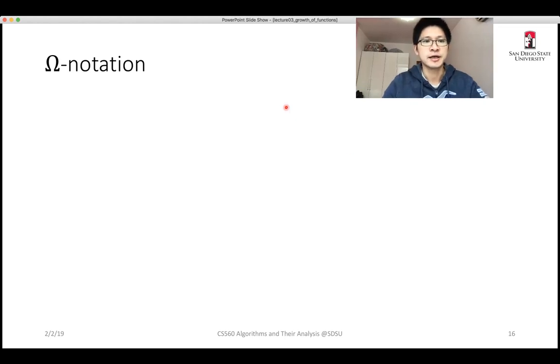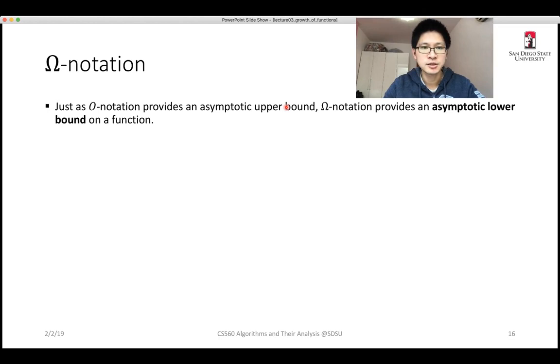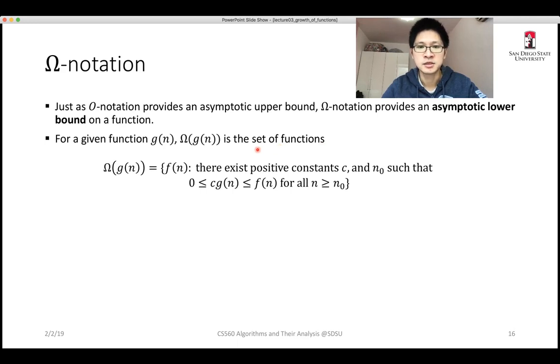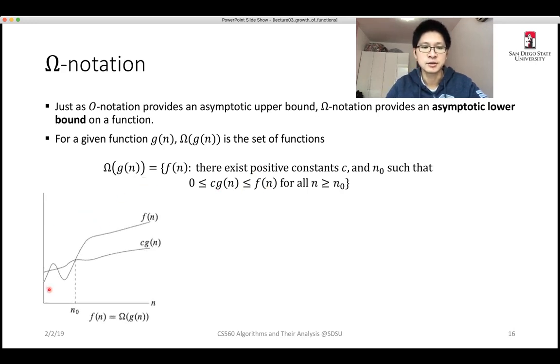So now finally, let's look at the big omega notation. Just as big O provides an upper bound for a function, big omega notation provides an asymptotic lower bound on a function. So formally, given a function g(n), big omega of g(n) is a set of functions that satisfy: there exist positive constants c and n0 such that f(n) is greater than c times g(n) for all n that are greater than n0. So in this intuitive plot, big omega of g(n) means that to the right of n0, f(n) is always above c times g(n).